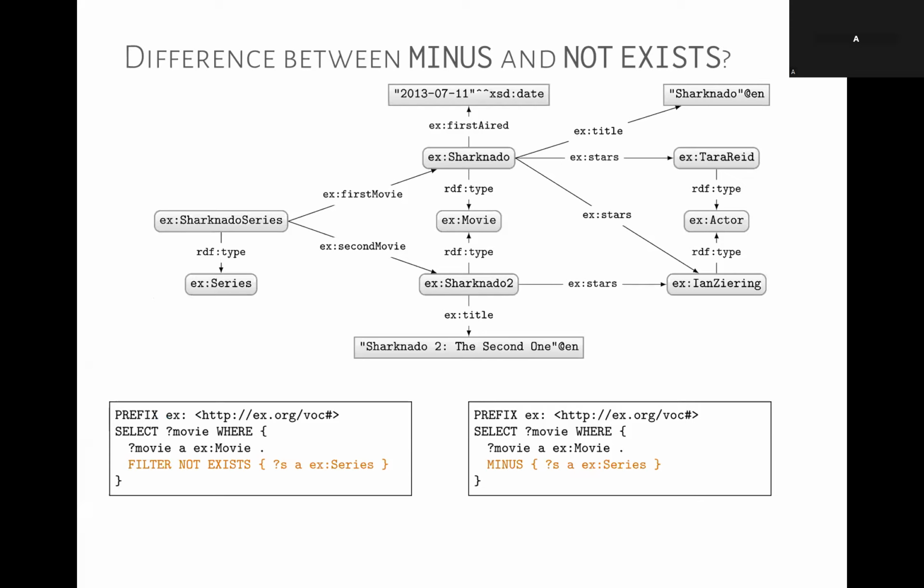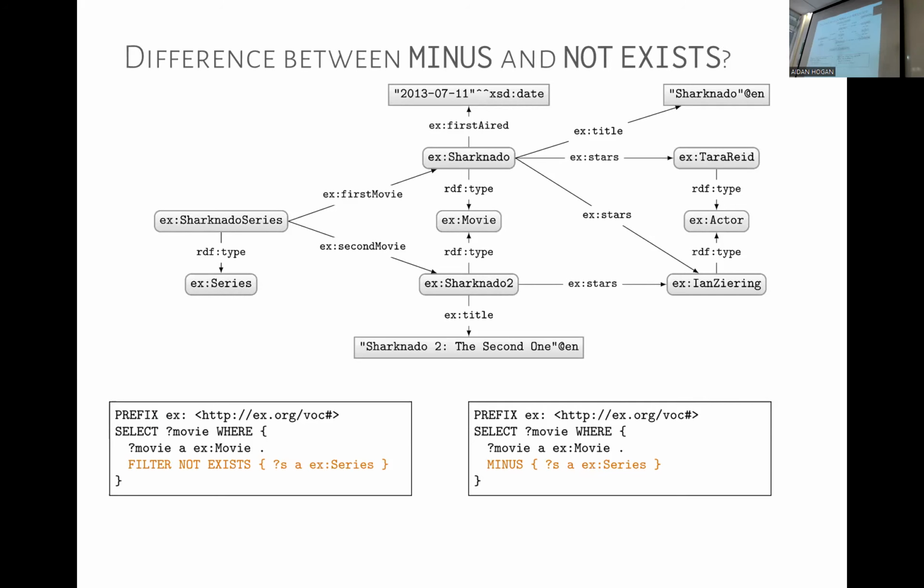In any case, the differences are really limited to specific scenarios. That's one specific scenario, the most common. So we have a query here, which is movie a movie, and filter not exists, S a series. So S being a variable. And we see this query is a little bit weird because there are no variables in common between the outer part and the inner part. In this case, we have the same query, but this time we use minus rather than filter not exists.